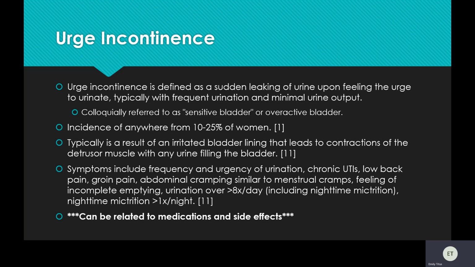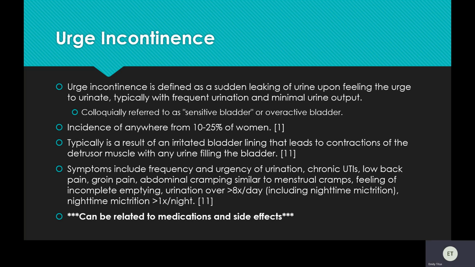As I mentioned, symptoms include frequency and urgency of urination, and chronic UTIs from frequent trips to the bathroom and frequent potential exposure to bacteria to your urethra. It can also come on with low back pain, groin pain, abdominal cramping similar to menstrual cramps, and feelings of incomplete emptying. But the biggest thing is urinating way more frequently than what is considered normal.